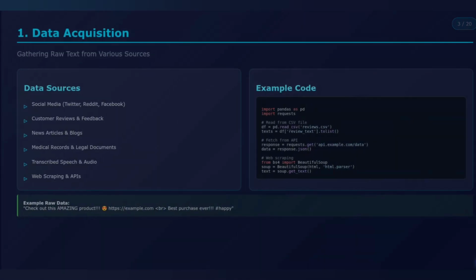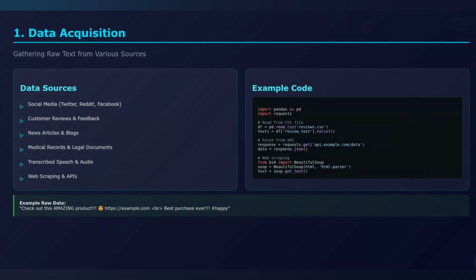Let's start at the very beginning, data acquisition. This is where we gather the raw text data that we'll be working with. Data can come from virtually anywhere: social media posts, customer reviews, news articles, medical records, legal documents, or even transcribed speech. The key here is that this data is completely raw and unstructured.